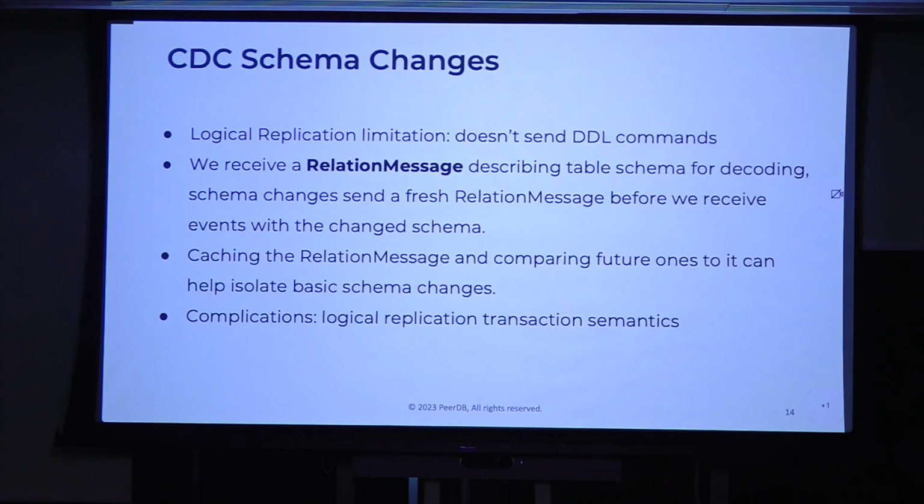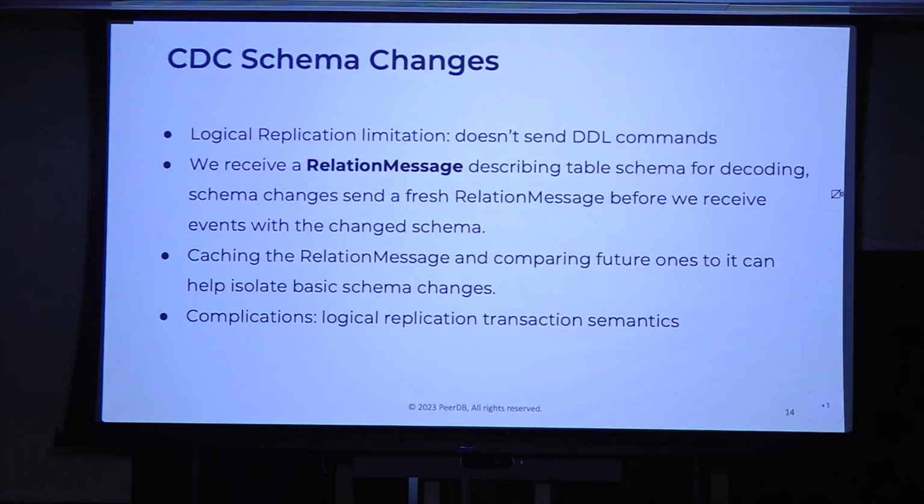So we'll just move on. Logical replication has a limitation in which it doesn't send detailed command information over to the subscriber. It tells me when I've inserted, deleted, or updated a row, but it doesn't tell me when I've done a create table or alter table command. So it doesn't tell me directly whether the table schema has changed. But what we instead get is something called a relation message. A relation message says this is the table and these are the columns it has, and this is what Postgres sends to us so we can decode other messages.